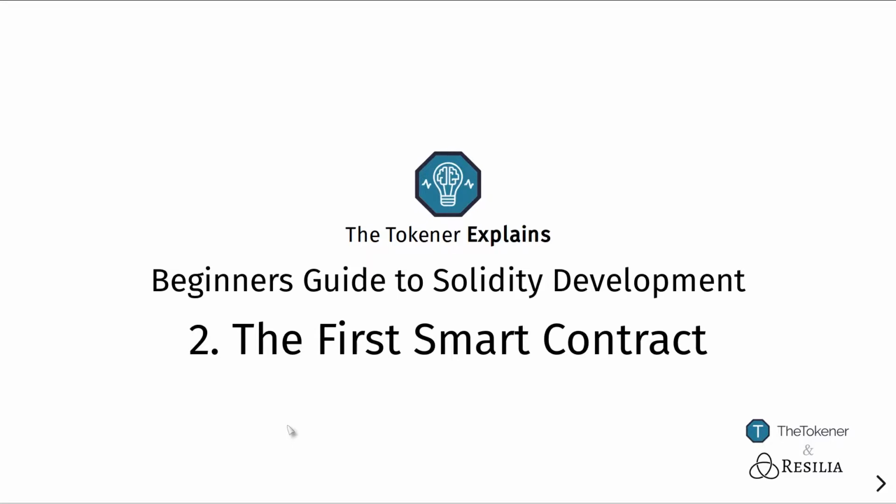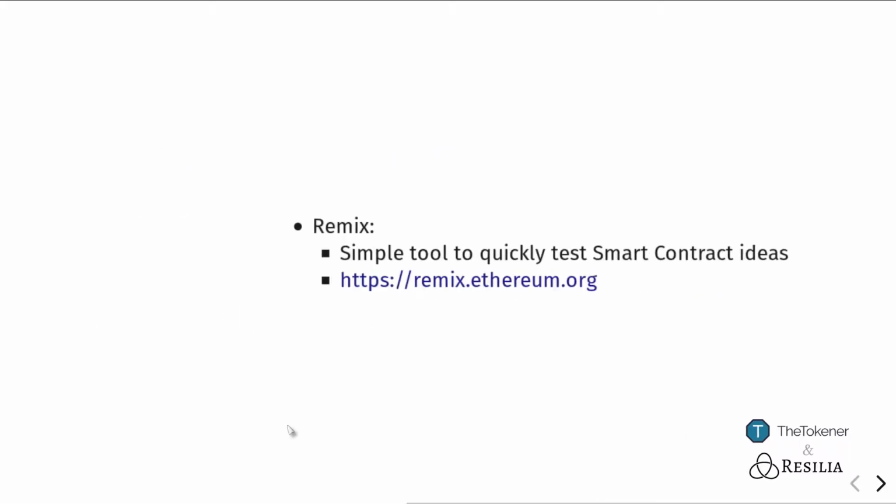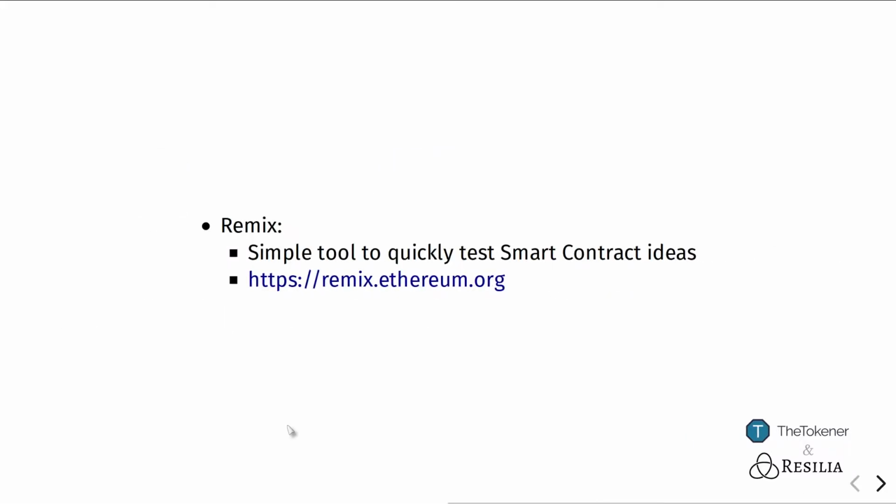TheTokener Explains, a beginner's guide to developing our own smart contracts using the Solidity programming language on top of the Ethereum blockchain platform. In this episode, we will be creating our first simple smart contract, and we will publish this contract to a locally running virtual copy of the Ethereum blockchain network. To do all this, we will be using a tool called Remix.